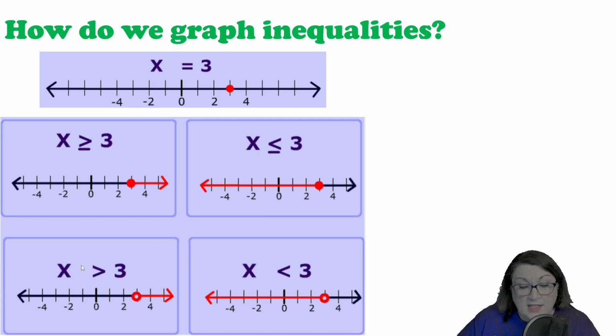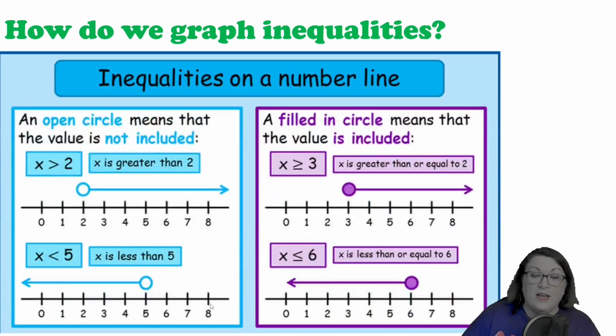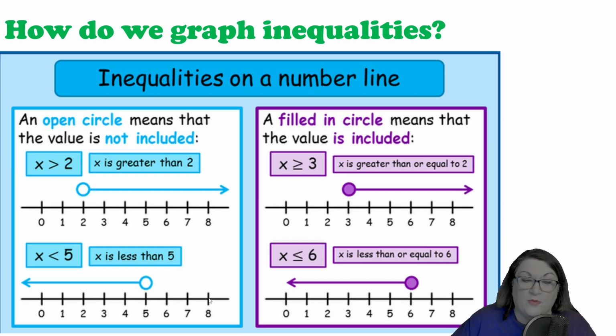Now, when it's just x is greater than 3, like down here, we use an open circle, and that indicates on our graph that we don't include 3, but it does include every number greater than 3. And the same for this one here, x is less than 3. That means we are not including 3, but we are including every number in our solution set that is less than 3.